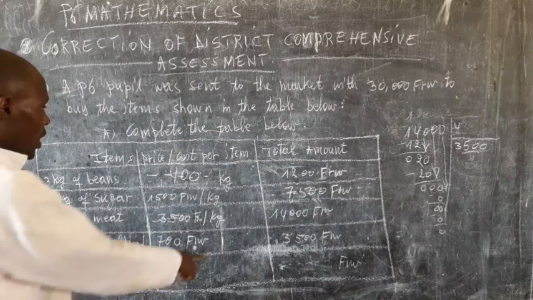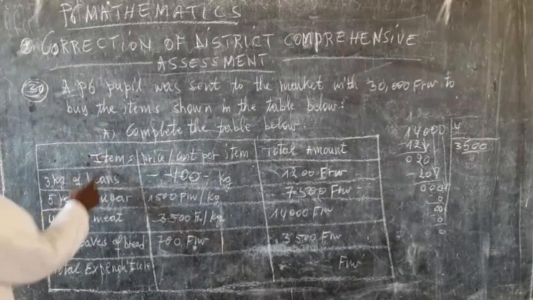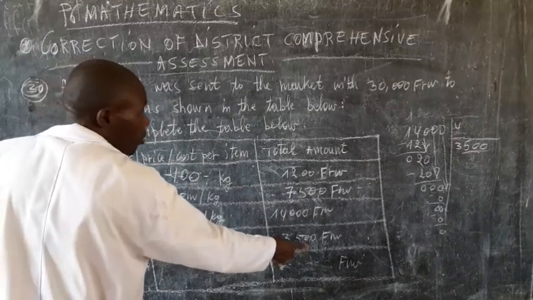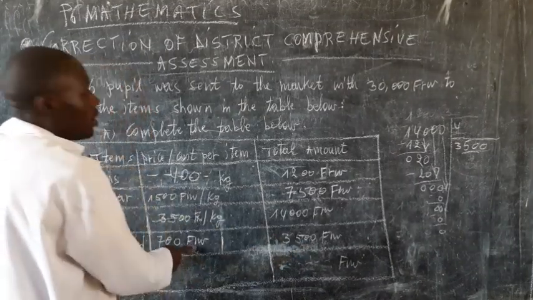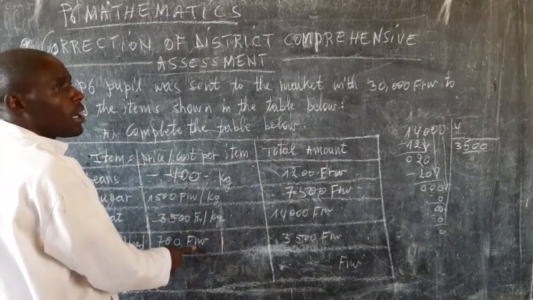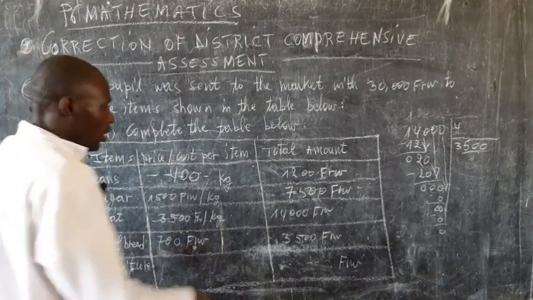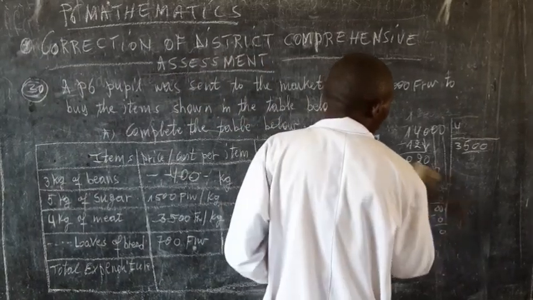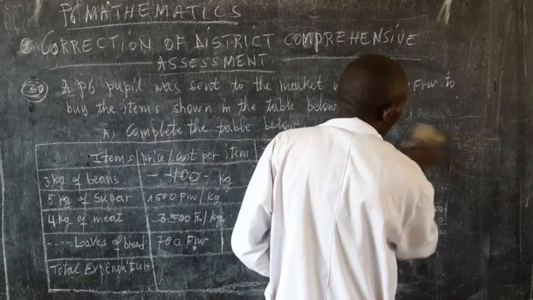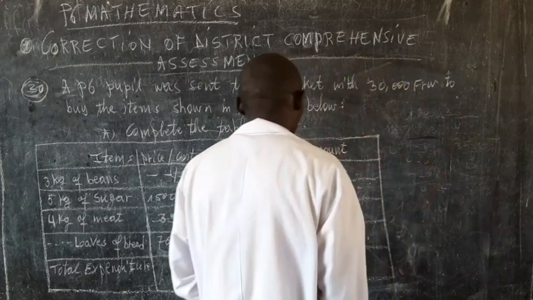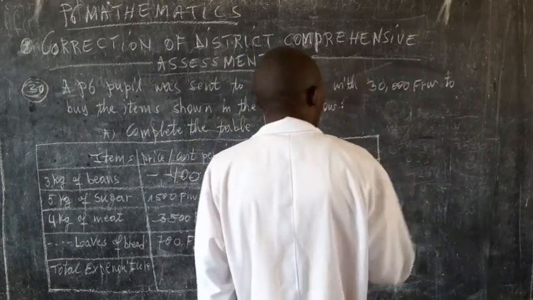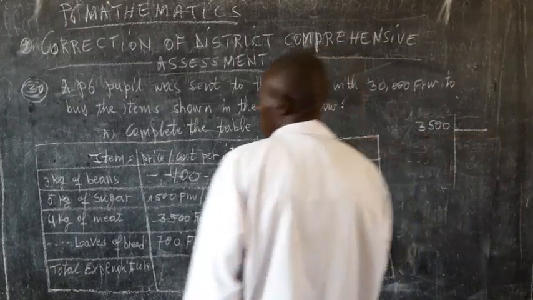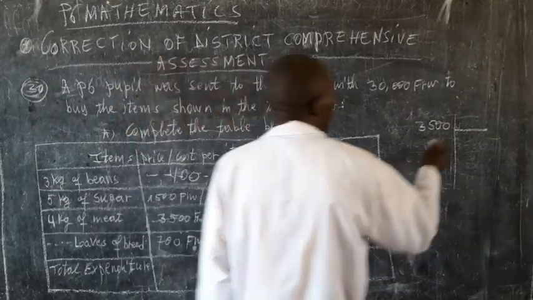We are going to find the number of items, number of loaves of bread. We're going to take the total amount divided by cost per item. We're going to take 3. Sorry. Let me create. I'm going to get space. 3,500 divided by also 700.